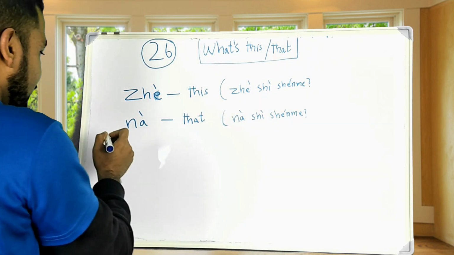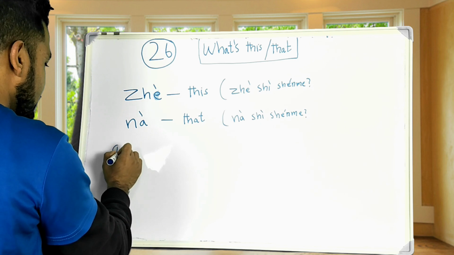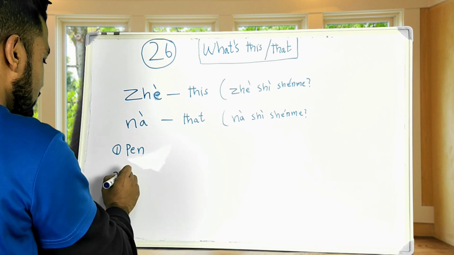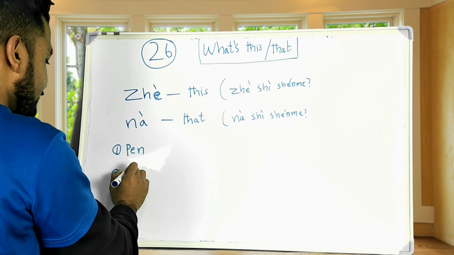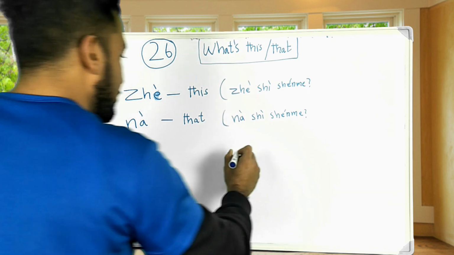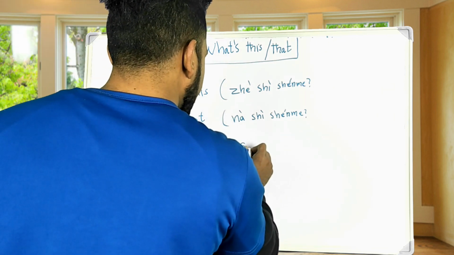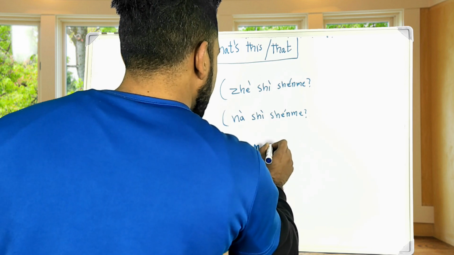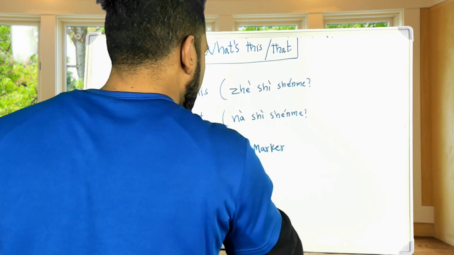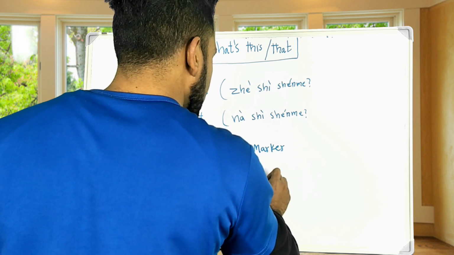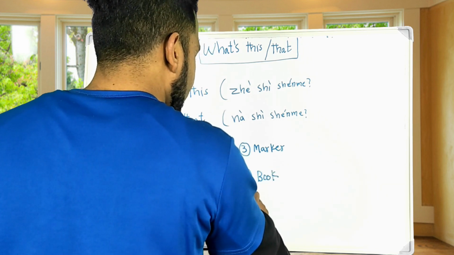Okay, I'll choose 5 things. Number 1 is pen. Number 2 is chalk. Number 3 is marker. Number 4 is book. Number 5 is money.